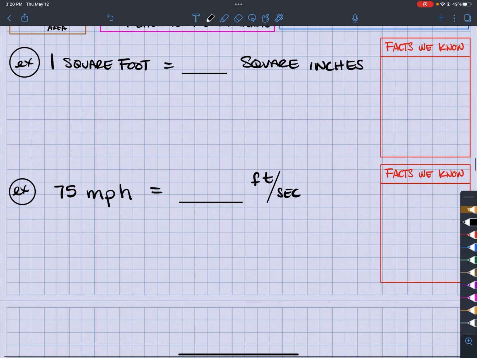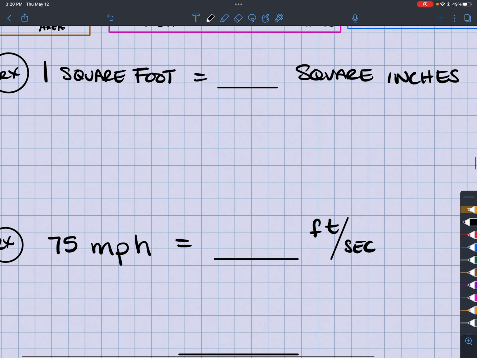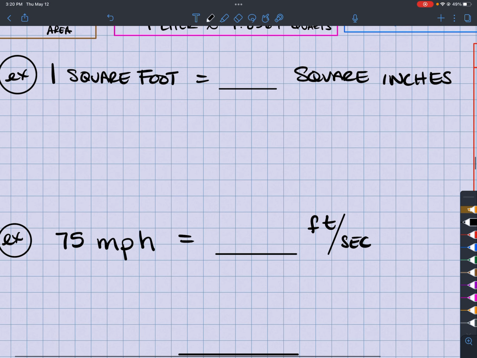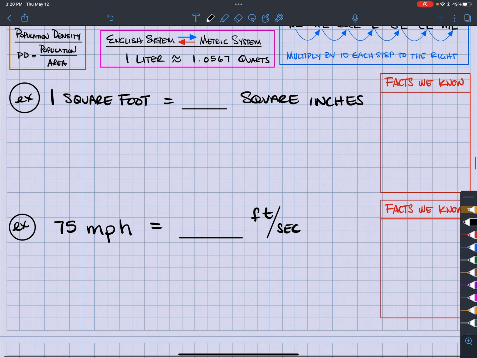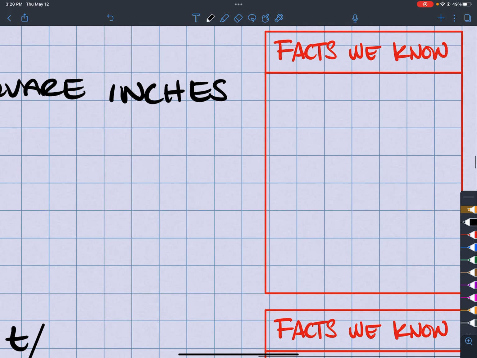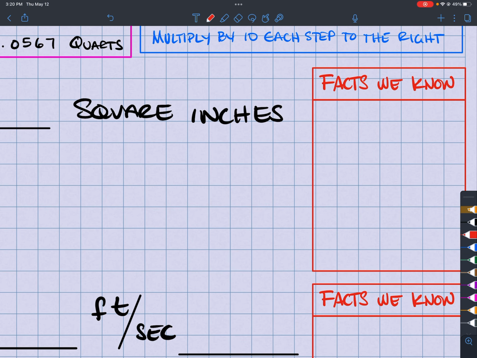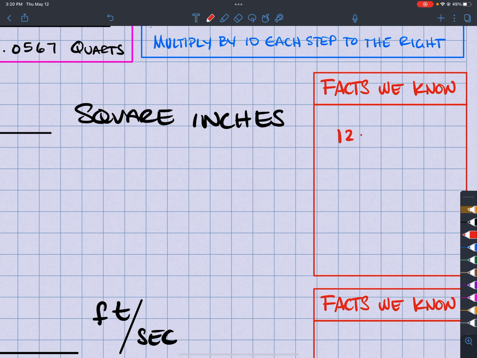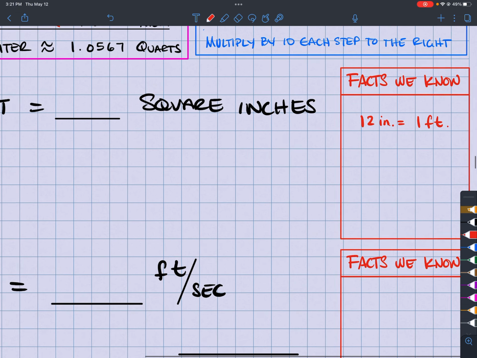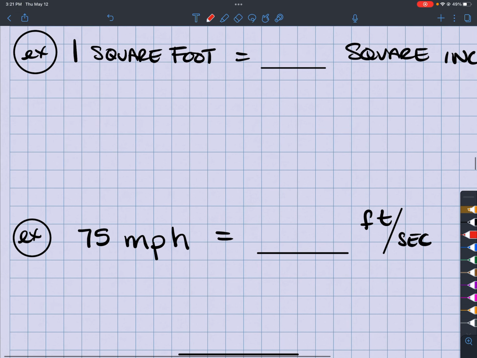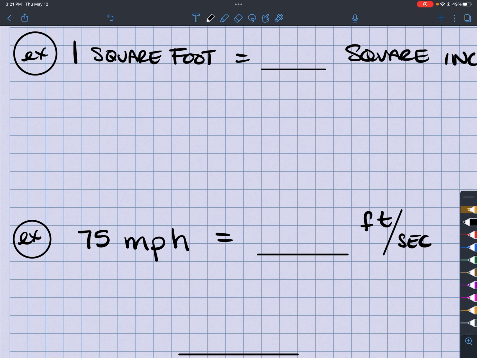So 1 square foot is equal to how many square inches? What are some of the facts that we know when we talk about inches and feet? Well, what we know is that 12 inches is equal to 1 foot. I know that, so let's make a table and solve for that.